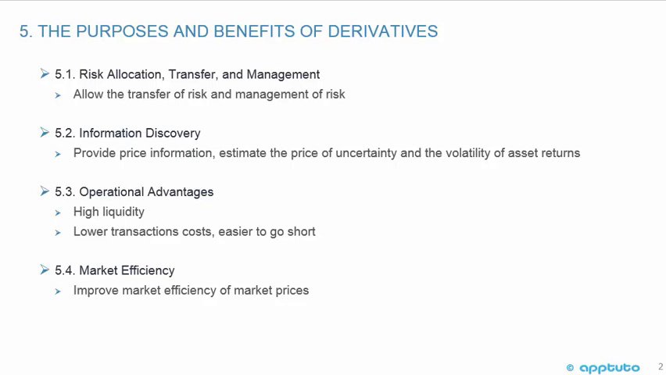So if the price goes down, you can benefit from the price going down. And finally, the fourth category for the purposes and benefits of derivatives is market efficiency, the improved efficiency of market prices, okay? Even if one does not accept the concept that financial markets are efficient, it is difficult to say that markets are not more efficient and competitive with derivatives.